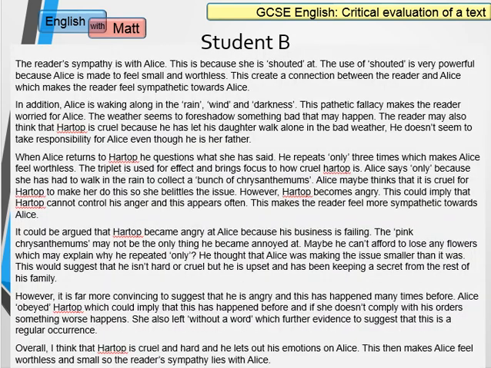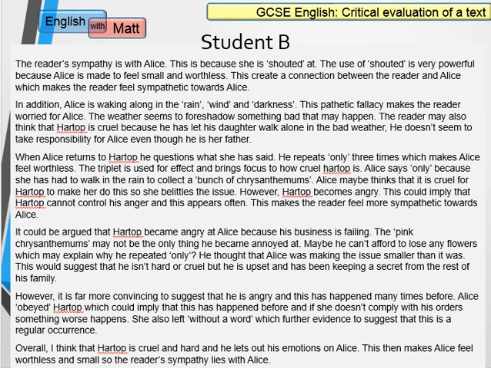Student B, and this is the whole of student B's response. I think it's because I wanted to show you that this student is able to think about both sides of the coin. So on the one hand, they can see Hartop as cruel, but on the other hand, towards the end, they also talk about how he could also be acting in this way for a reason which might mean that we see him as less cruel.